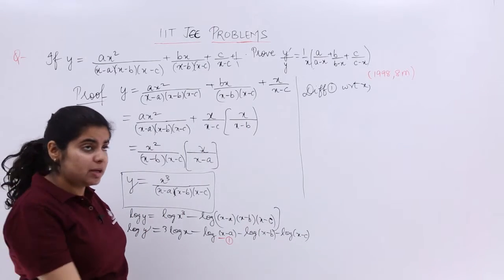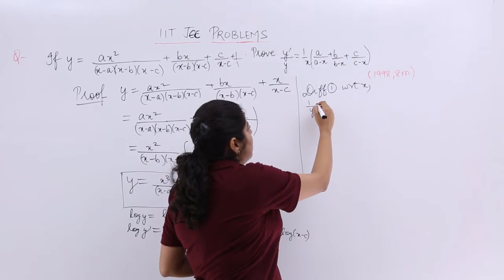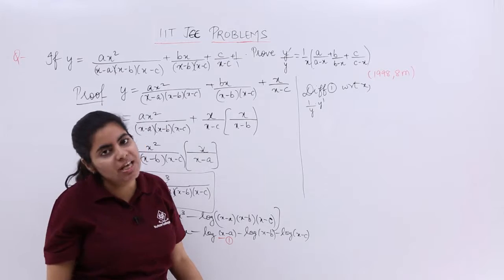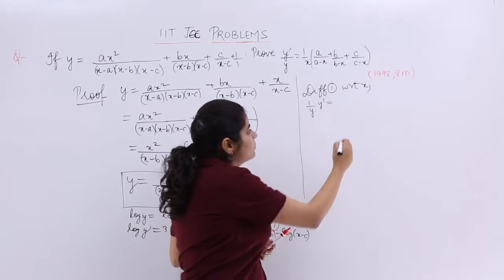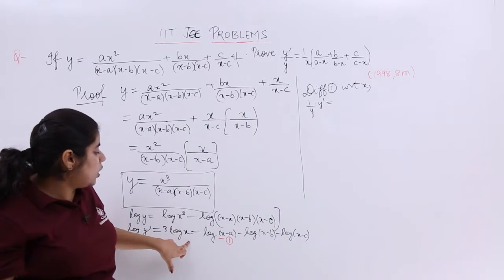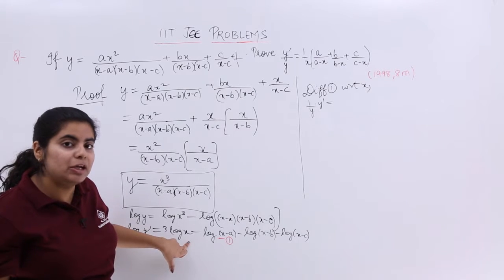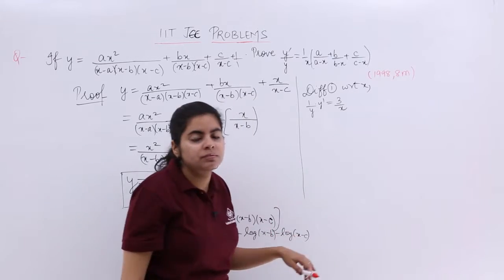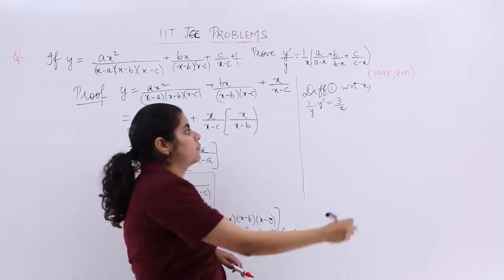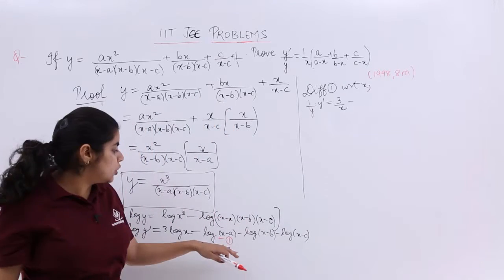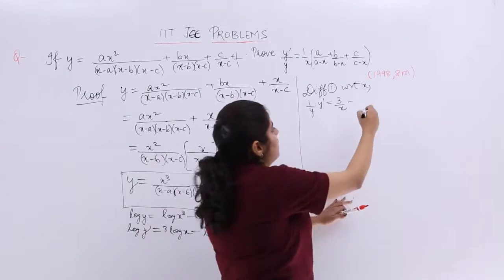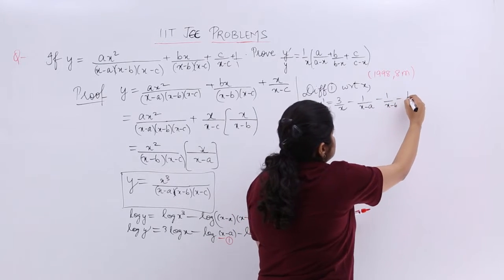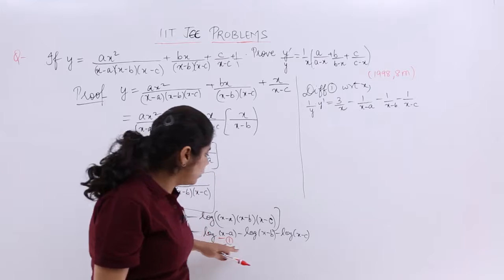Log-wise differentiation is 1 by y dy by dx, or 1 by y into y dash, which is same as y dash upon y, as the question suggests, is equal to 3 log x. So, 3 multiplied by differentiation of log x is 1 by x. So, 3 upon x, right, minus differentiation of log x minus a with respect to x is nothing but 1 upon x minus a. Similarly 1 upon x minus b. Similarly 1 upon x minus c, as it follows from here.